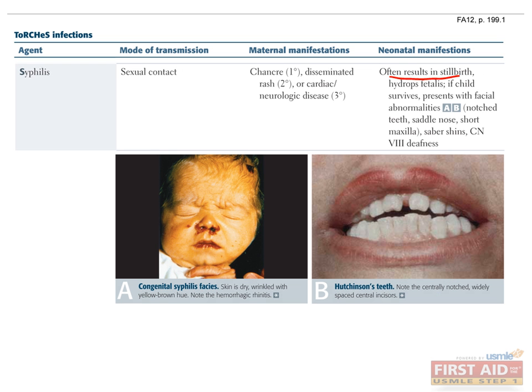Lastly, syphilis is also a sexually transmitted disease. As we discussed earlier, primary syphilis can cause cankers, secondary syphilis can cause a disseminated rash, and tertiary syphilis can cause cardiac or neurologic disease. When passed to a fetus, it is often deadly and results in stillbirth due to hydrops fetalis. If the child survives, he or she can present with many facial abnormalities, such as notched teeth, saddle nose, and short maxilla, cranial nerve 8 deafness, and saber shins, which is a sharp anterior bowing of the tibia.